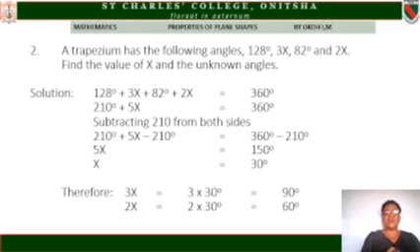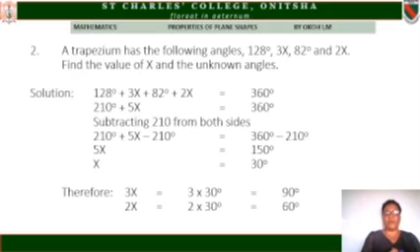Then we have 128 plus 82 will give us 210. So 210 degrees plus 3x plus 2x will give us 5x is equal to 360 degrees. So we are now to subtract 210 from both sides. So we have 210 degrees plus 5x minus 210 degrees is equal to 360 degrees minus 210 degrees. So 5x is now equal to 150 degrees, and for x, we divide both sides by the coefficient of x, which is 5. So when we divide, we have x is equal to 30 degrees.